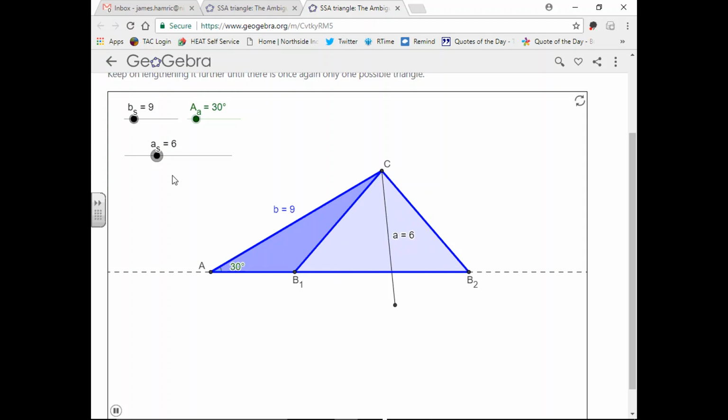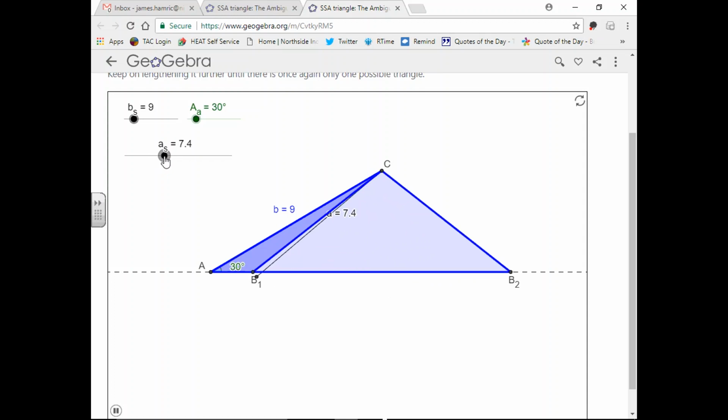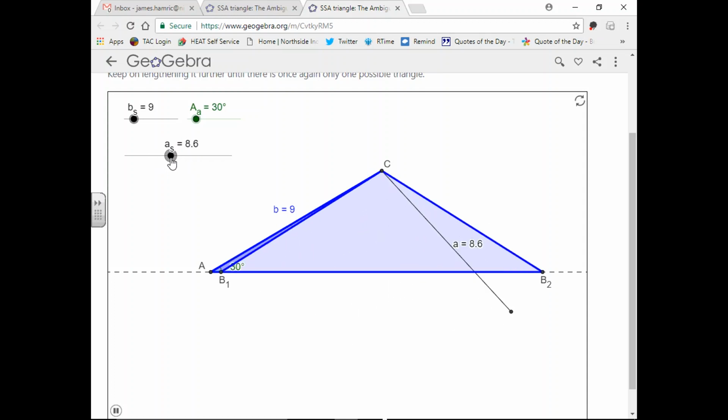Okay, now what happens, and again, just try to visualize in your head for a second, as A continues to get larger? What's going to happen if A becomes 9?